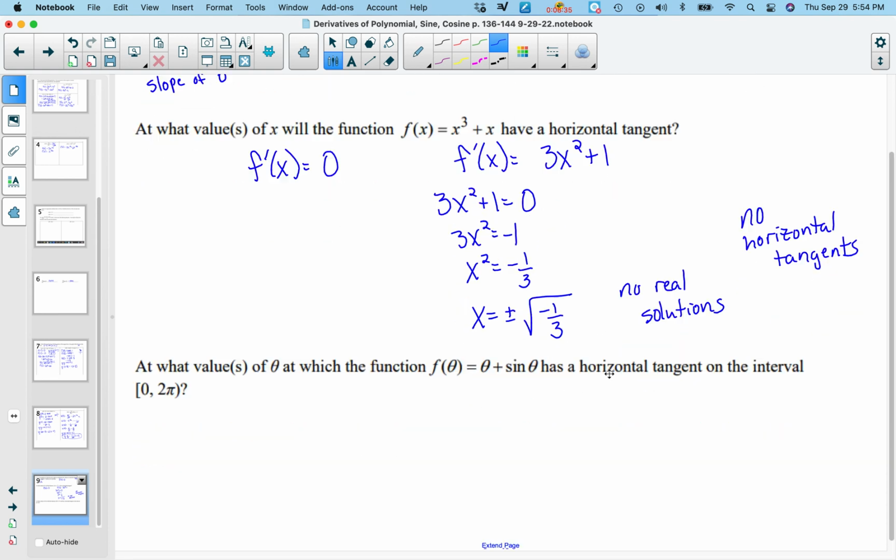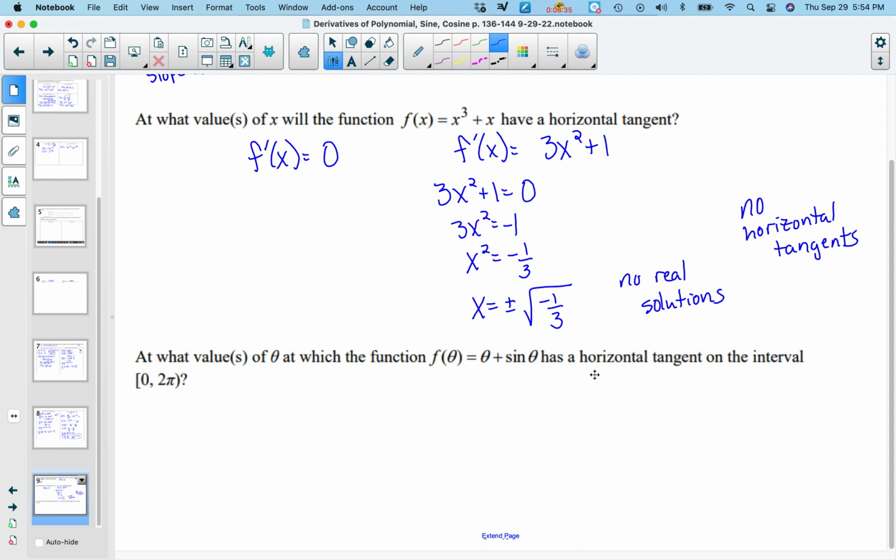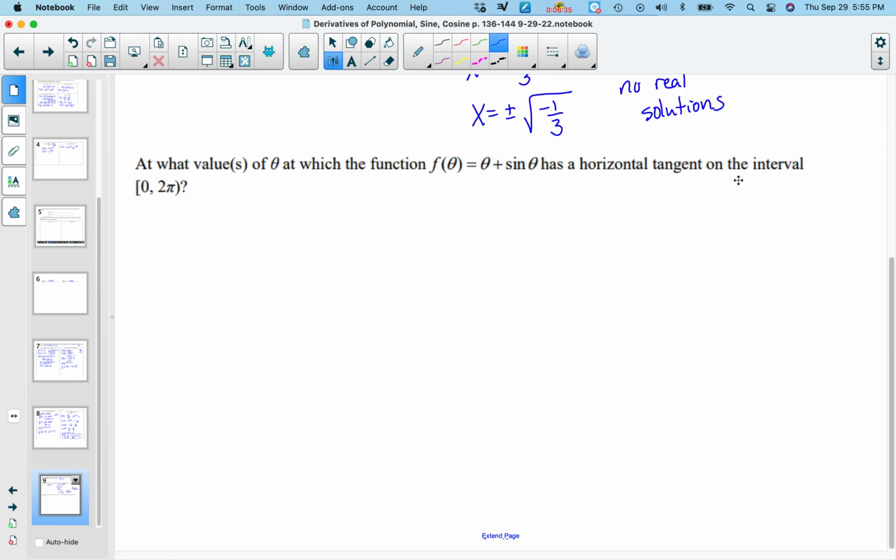So this next one, I think the last one, asks: at what value or values of theta does the function, okay, there's some bad grammar in there, f of theta equals theta plus sine theta have a horizontal tangent on the interval from 0 to 2 pi? So we've got to find the values where there's a horizontal tangent. Horizontal tangent means if I take the derivative, and this time we're calling the variable theta, f prime of theta equals 0. So I have to find f prime of theta.